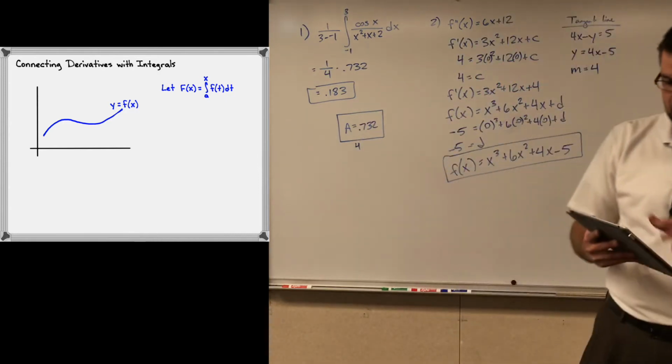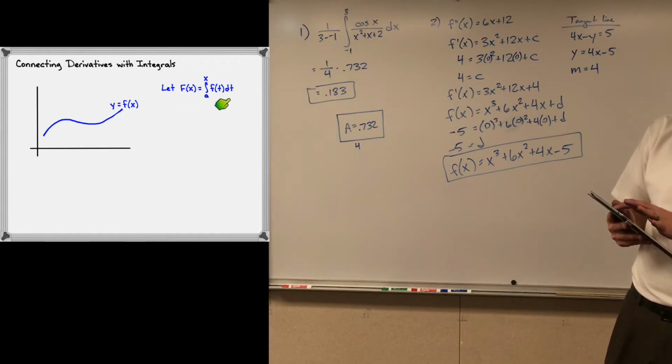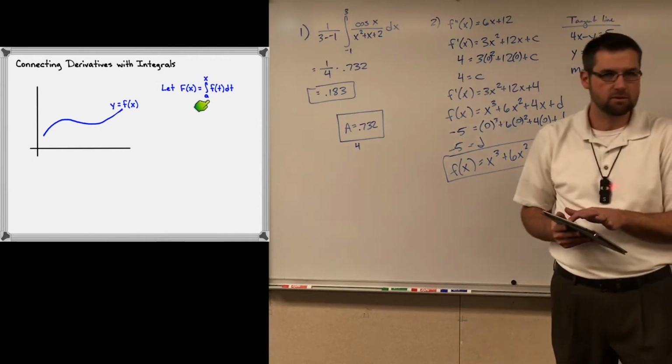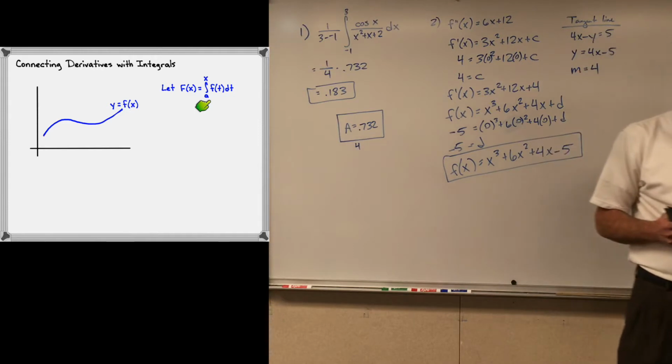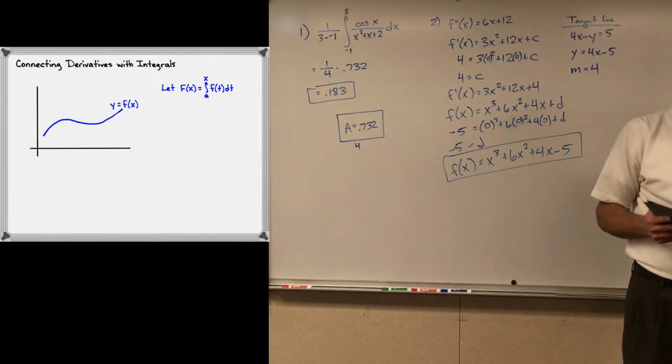Now with that said, look at that for a minute. What is it I'm telling you here? What does this represent? The integral from a to x of f of t dt. What does that mean? That means the area under the curve from a to x, right? You guys okay with that?